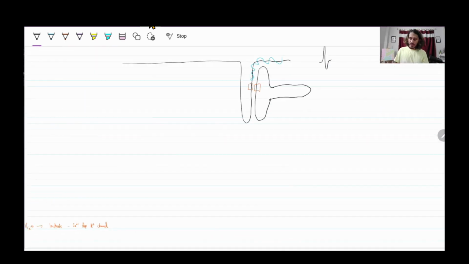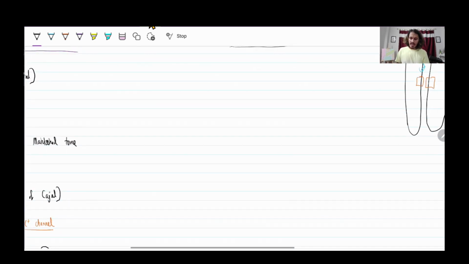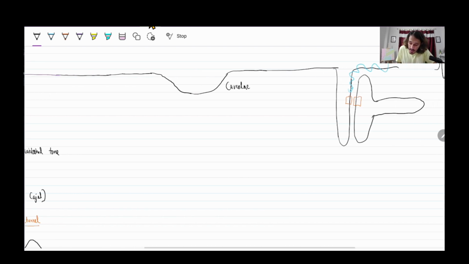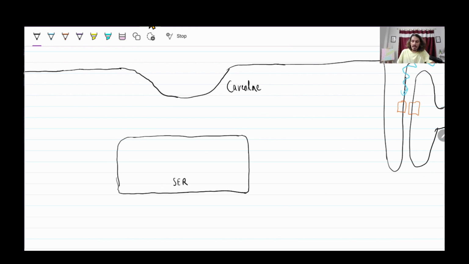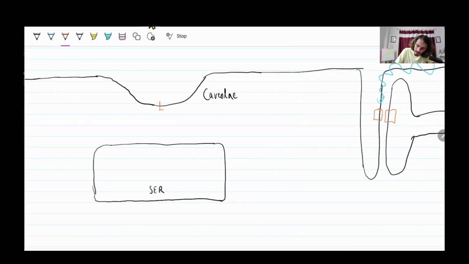Because again I told you, we have dihydropyridine and ryanodine receptors which are there in your skeletal muscles. Okay, we have another thing over here instead. This is what we call a caveola. And next to the caveolae, we have the sarcoplasmic endoplasmic reticulum. Now this caveola has a particular voltage gated calcium channel, through which calcium can now come inside. This is one way calcium can come in.